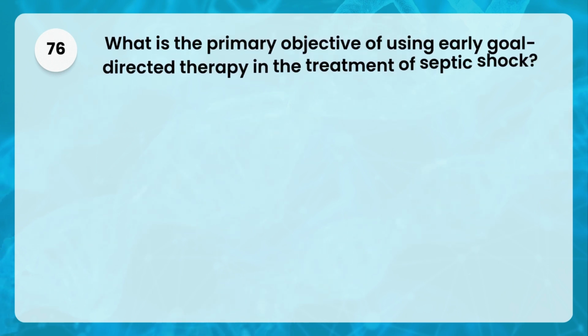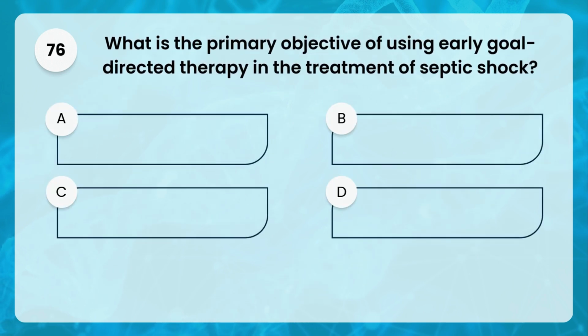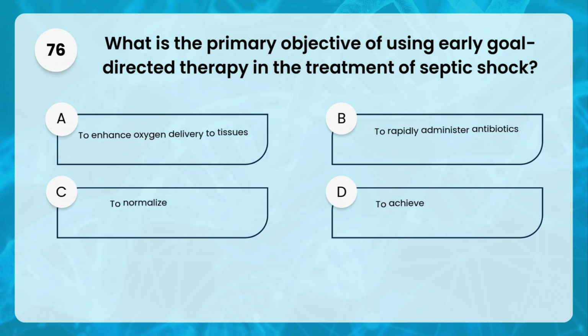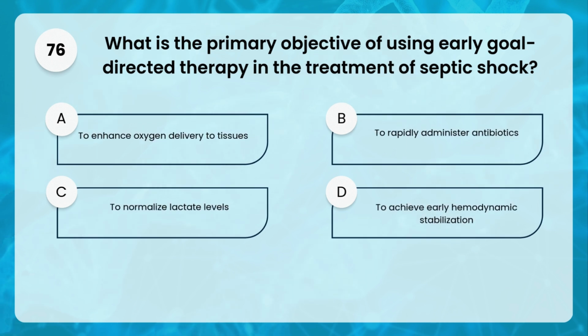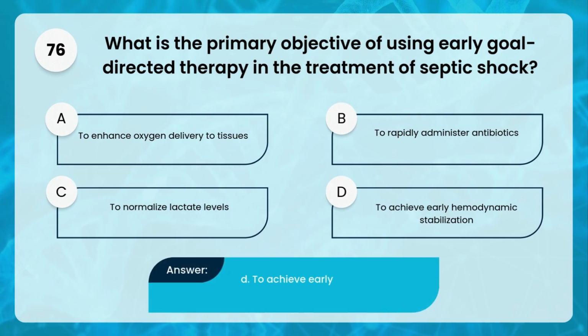76. What is the primary objective of using early goal-directed therapy in the treatment of septic shock? A. To enhance oxygen delivery to tissues. B. To rapidly administer antibiotics. C. To normalize lactate levels. Or D. To achieve early hemodynamic stabilization. The answer is D. To achieve early hemodynamic stabilization.